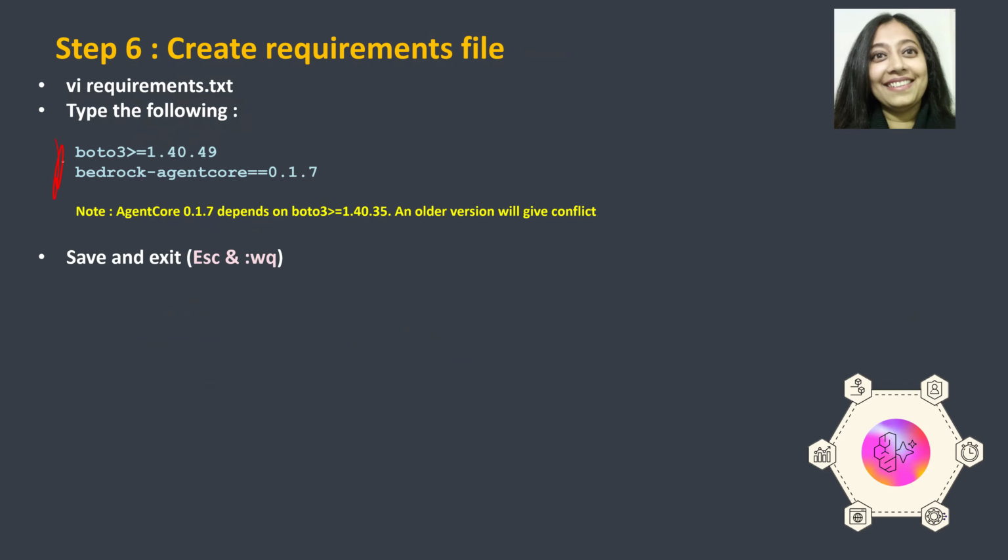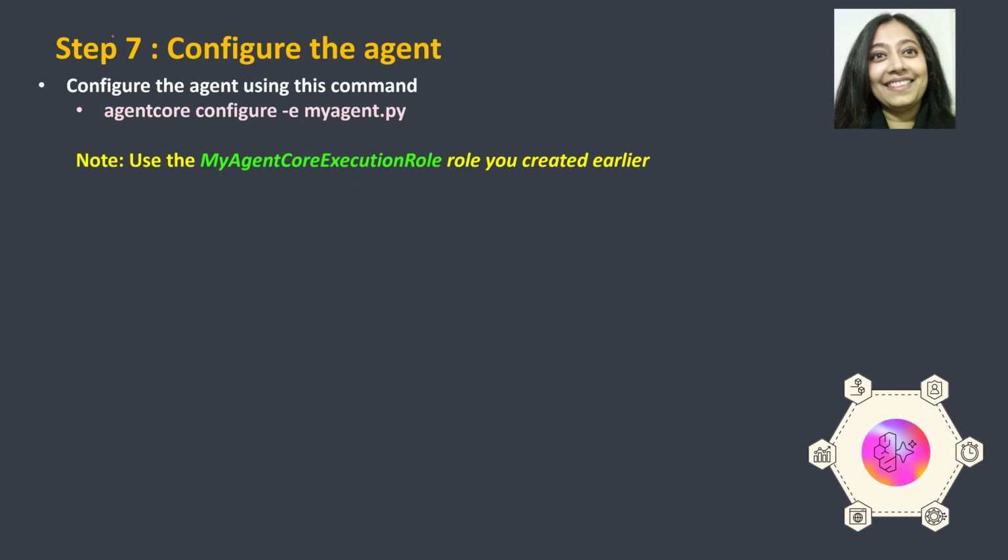Now be careful of these versions. AgentCore 0.1.7 depends on this or higher. Remember, our version is 1.40.49. So it requires this or higher. An older version will give conflict. And yes, it has given me immense conflicts. So these are some of the versions that I have sorted out personally, and I know that these versions work with each other. So stick to these versions. So we have completed step 6.